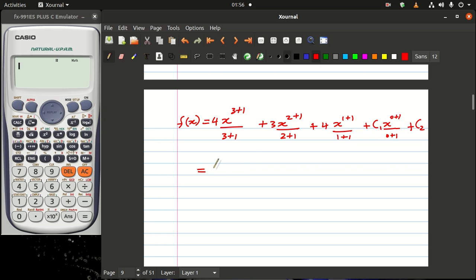I will have a 4, I have x raised to the power 4 all over 4, plus I have a 3, I have x raised to the power 3 all over 3, plus I have 4, I have x squared divided by 2, plus c1, and then I have x to the 1, as 0 plus 1 is a 1, and then I have a plus c2.